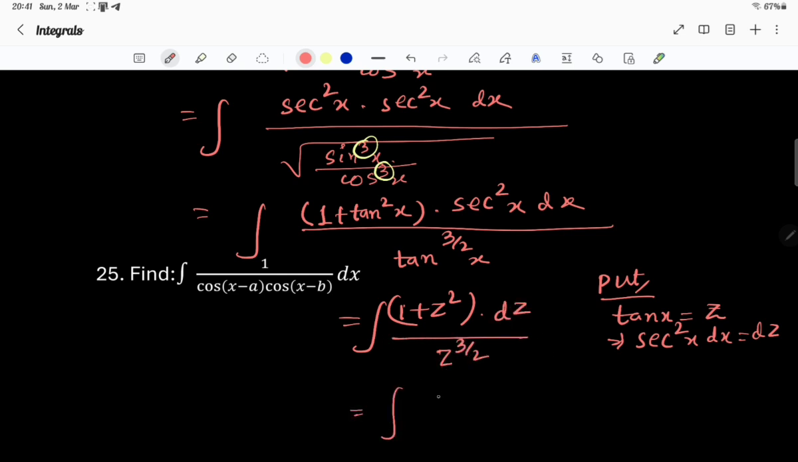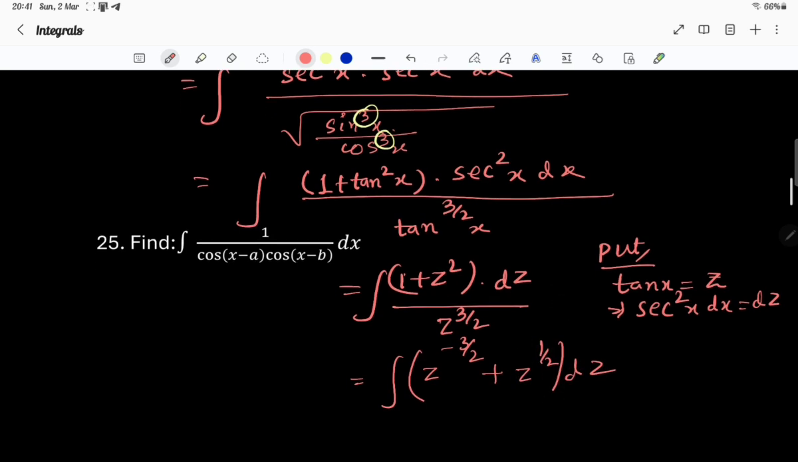Now simplify. 1 plus z square by z to the power 3 by 2, can I write z to the power minus 3 by 2 plus z square by 3 by 2, it will come 2 minus 3 by 2, it is 4 minus 3, so 4 minus 3 is 1 by 2, so plus z to the power half dz. Now simple integration you will do. Can you solve it? Yes. Now do the rest one as homework.